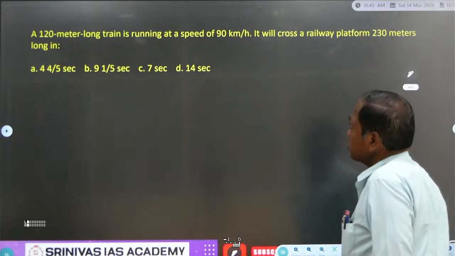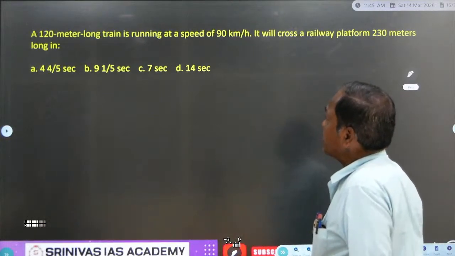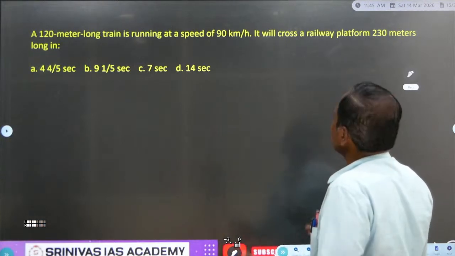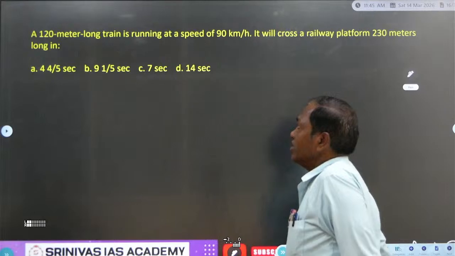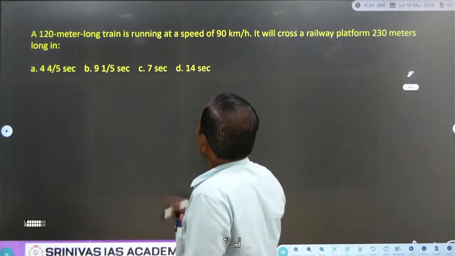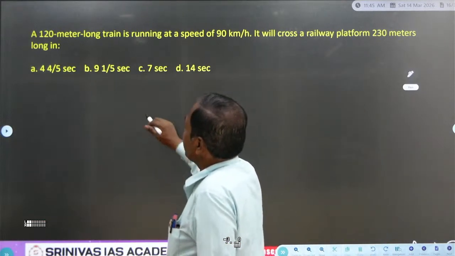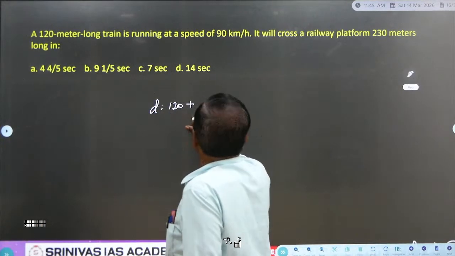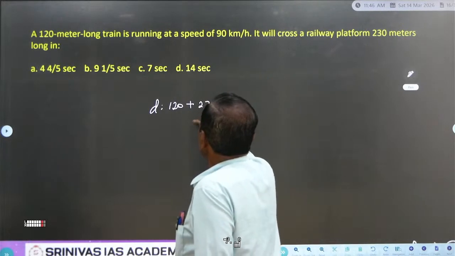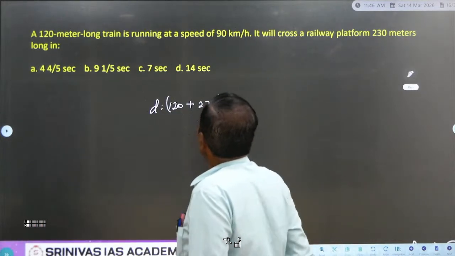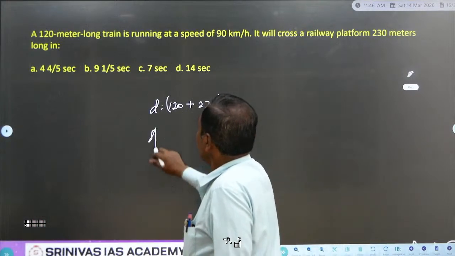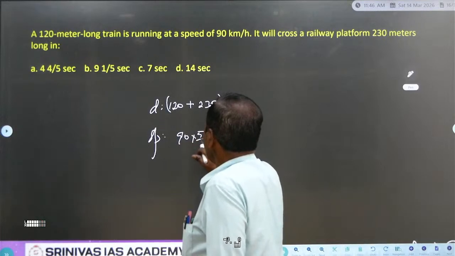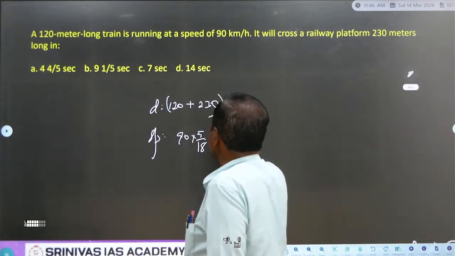Now, a 120-meter long train running at a speed of 90 kilometers per hour will cross a railway platform 230 meters long. Same only. Speed is already given, 90 kilometers per hour. There are two distances, 120 plus 230. This is the distance. Speed is given. 90 kilometers per hour into 5 by 18 gives meters per second.